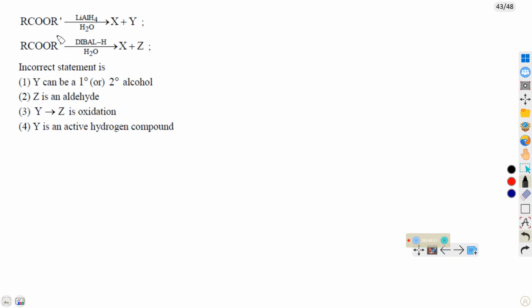An ester reacts with LiAlH4 followed by H2O. Reduction takes place. Esters undergo reduction to give ROH plus RCH2OH. Esters react with DIBAL-H to give alcohol plus aldehyde.